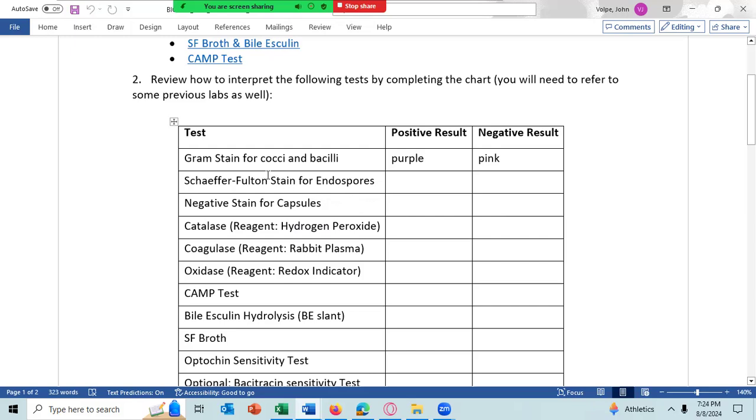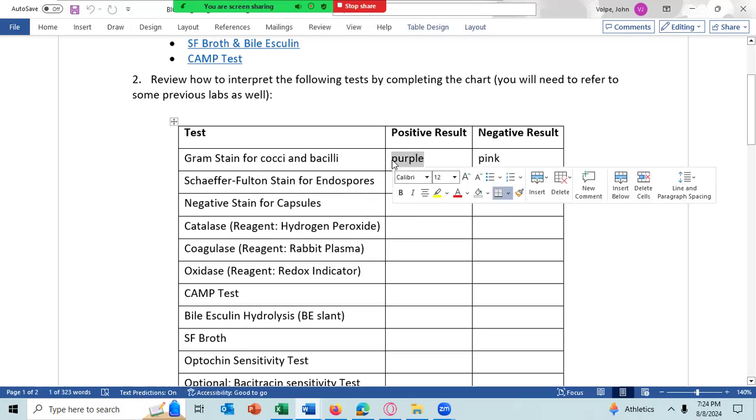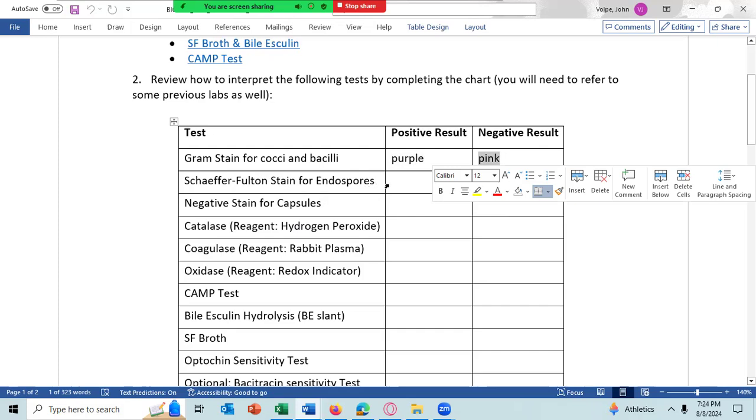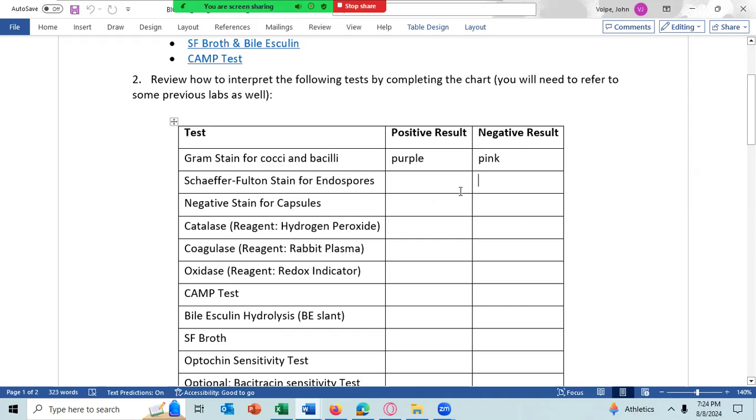For the gram stain, that is done on both cocci and bacilli. If the gram stain is positive, the result will be purple in color. If the gram stain is negative, the cells will look pink in color. So look up the information if you don't know the positive result for the Schaefer-Fulton stain, staining for endospores, and then the negative result. And then give me the results for the negative stain for a capsule, the positive result for the capsule, and the negative result for the capsule.